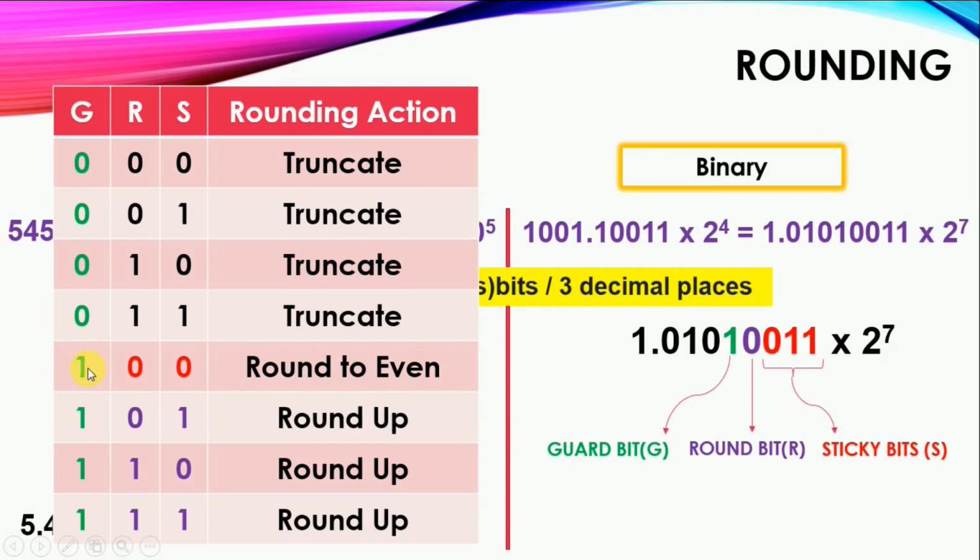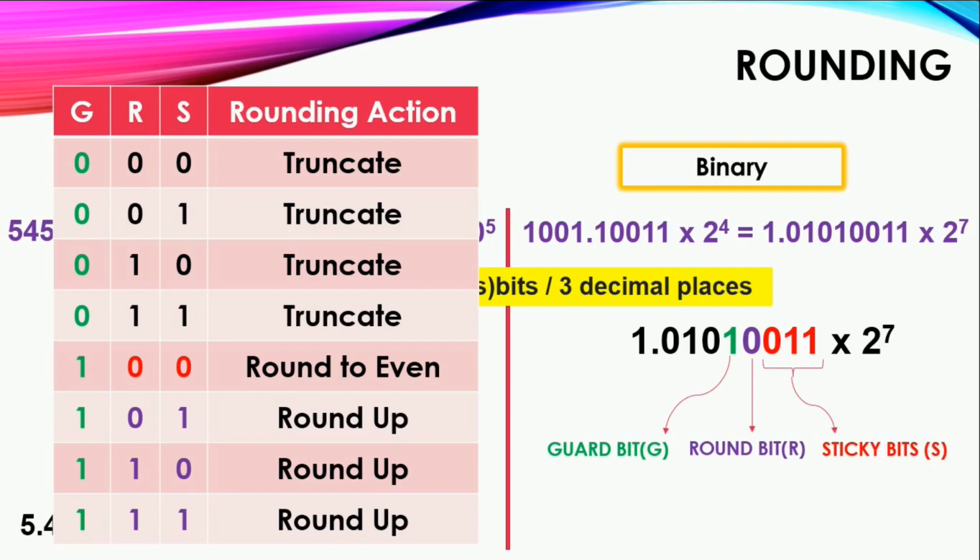The second case: what if my guard bit is logic 1? If my guard bit is logic 1, I end up with two different cases. In the first case, my round as well as sticky bits are completely 0. In the second case, I have a non-zero round and sticky bit combination. In the first case, my guard bit is 1 and the round and sticky bits are all zeros. At that time, it is a tie-break situation.